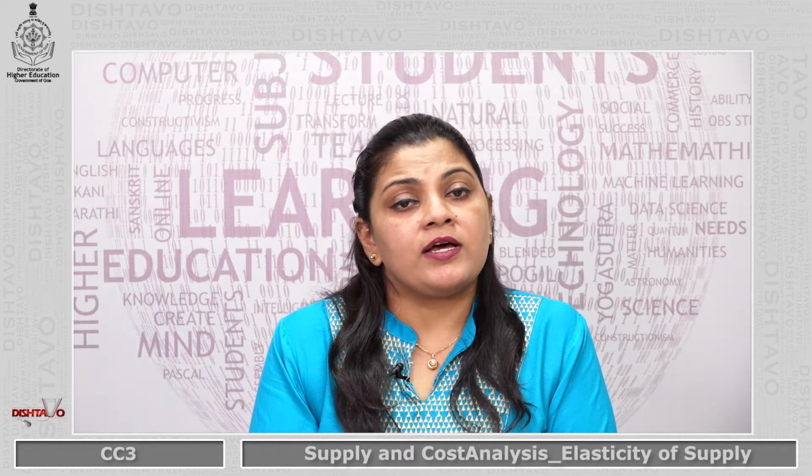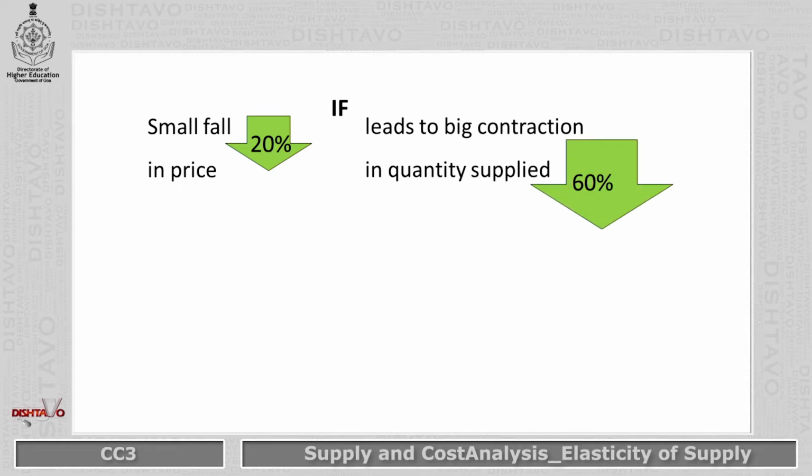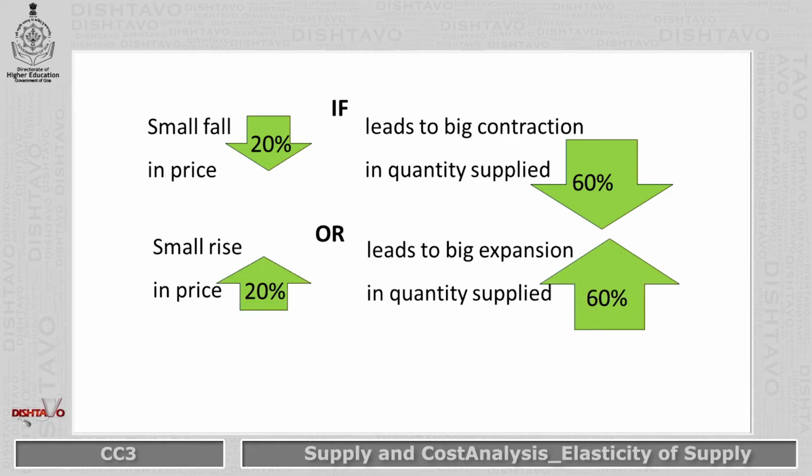If a small fall in price, say for example just by 20%, leads to a big contraction in quantity supplied, say by 60%, or if a small rise in price, say by 20%, leads to a big expansion in quantity supplied by say 60%, then we term it as supply is elastic or more elastic.